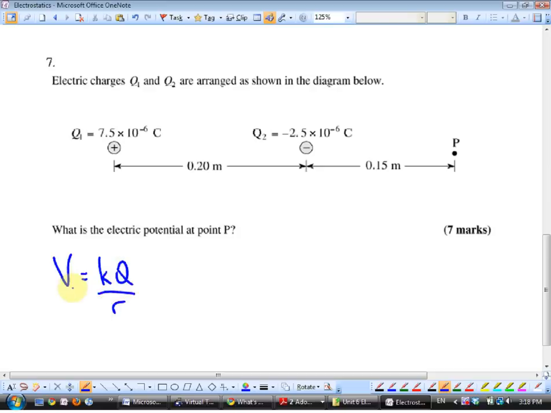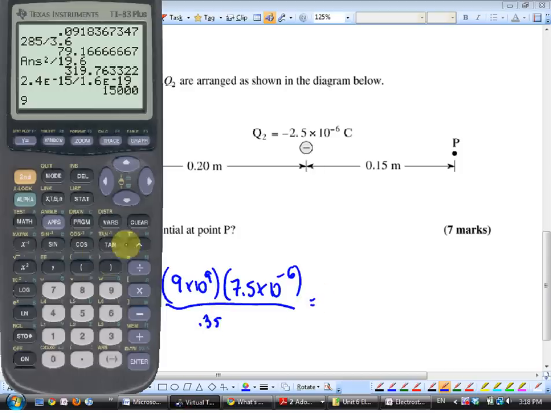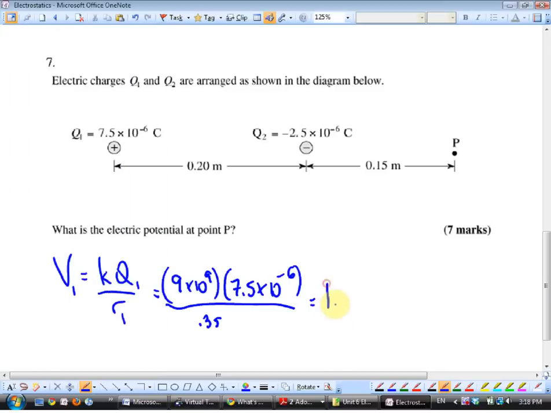So I think the voltage from charge 1 is going to be kQ1 over R1. It's going to be 9 times 10 to the 9th, 7.5 times 10 to the negative 6. Voltage, I put in the sign, so positive, all over. What's its distance from P? Don't say 0.2, sorry, 0.35. There's a common mistake kids would make. They would just plug in the numbers, right? And when you do that, you get 1.93 times 10 to the 5, well, 19,300? Okay.